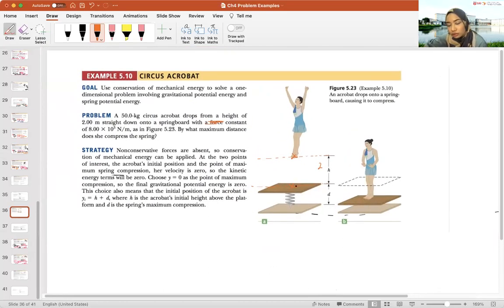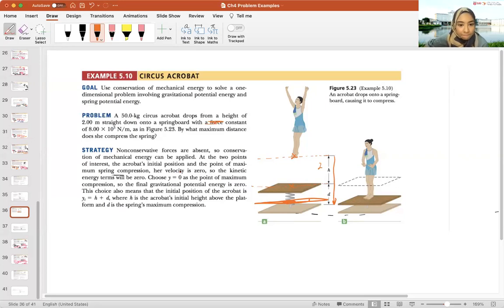So bila dia terjun, dia akan ada vertical displacement of H plus D. What is D? D is the amount that she compresses the spring. So sekarang ni MGH kita adalah bergantung kepada H dan juga D. We move from here to here. This is our final position, or this is where she stops. And that is the vertical displacement. So our UG depends on the compression of the spring as well.